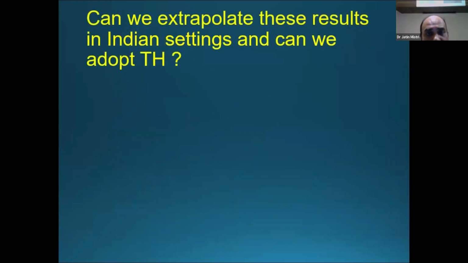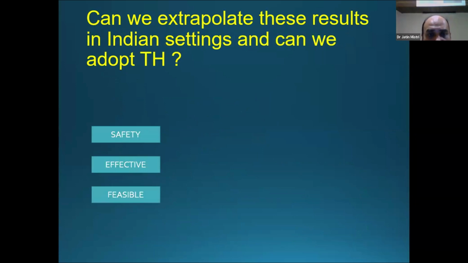So this was about the Western world. Can we extrapolate these babies' results into our Indian setting, and can we adopt therapeutic hypothermia? Before that, we need to consider the safety of cooling. Is it really effective in our setting as well? And is it feasible to do?